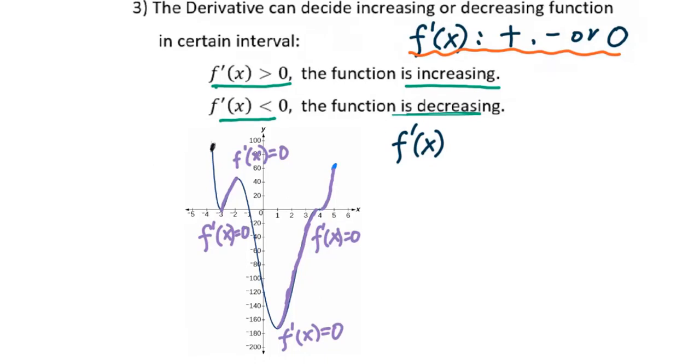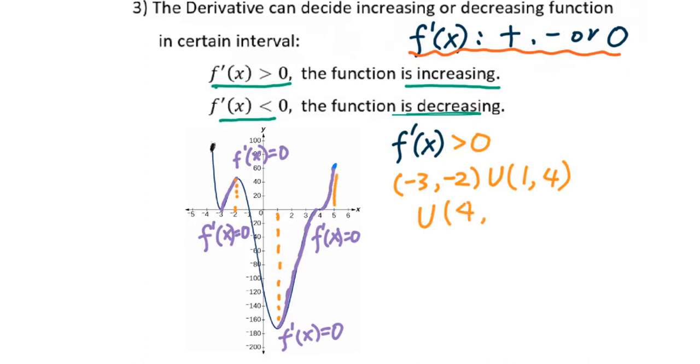Therefore, we can write down the interval where the derivative is positive. It will be from -3 to -2. You see here. And this is 1 to this 4. Union set is 1 to this 4. Then union set from 4 we go to here, which is 5. You can write down the inequality form, but we prefer interval form for advanced math.